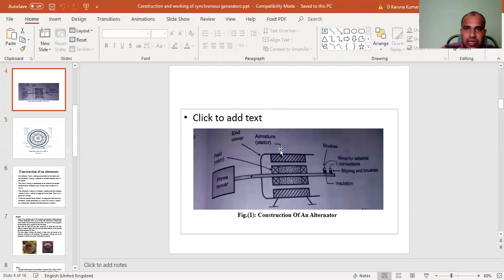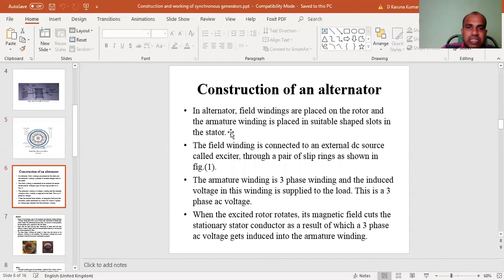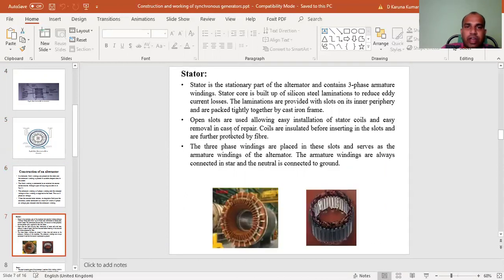This is a field coil. This is an armature winding. This is a prime mover. The armature winding is a three-phase winding, and the induced voltage in this winding is supplied to the load. This is called three-phase AC voltage. When the excited rotor rotates, the magnetic field cuts the stationary stator conductors. As a result, three-phase AC voltage is induced in the armature winding.